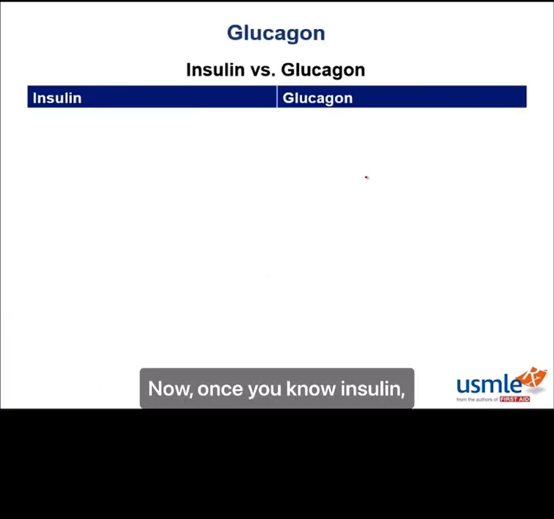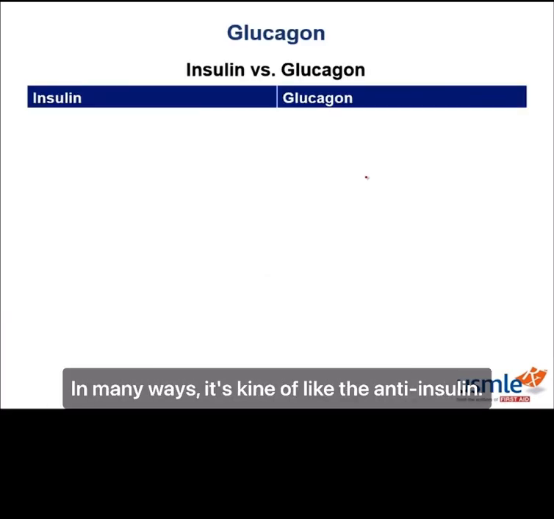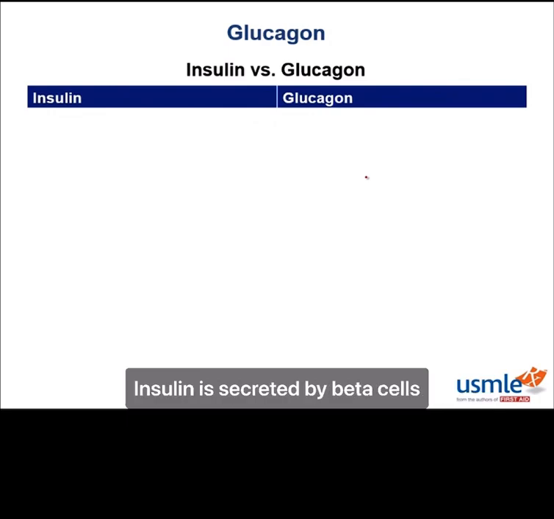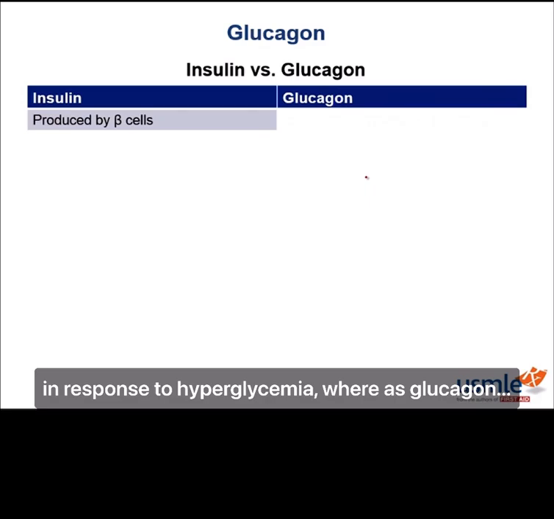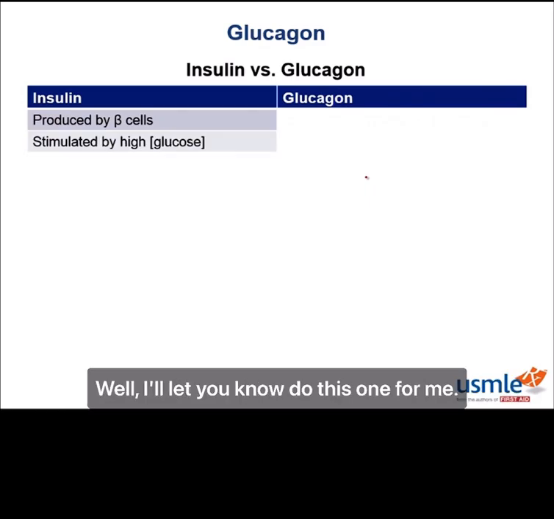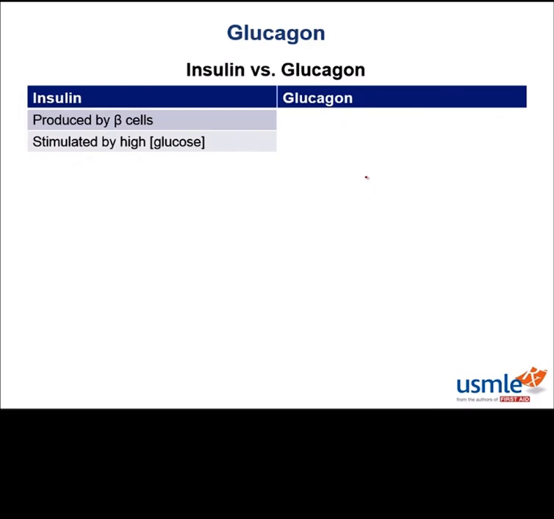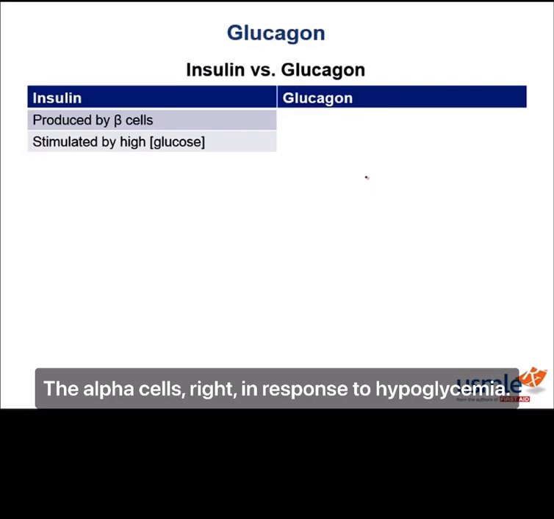Now, once you know insulin, glucagon's not really too hard to get the hang of. In many ways, it's kind of like the anti-insulin. Insulin is secreted by beta cells in response to hyperglycemia, whereas glucagon, well, I'll let you do this one for me. What's glucagon secreted by? The alpha cells, right? In response to hypoglycemia.